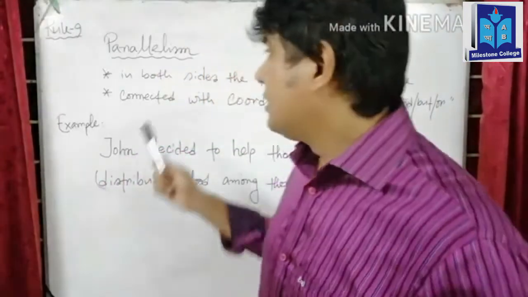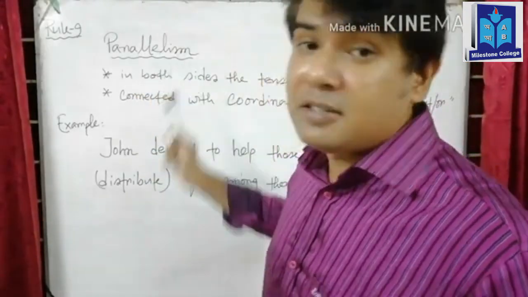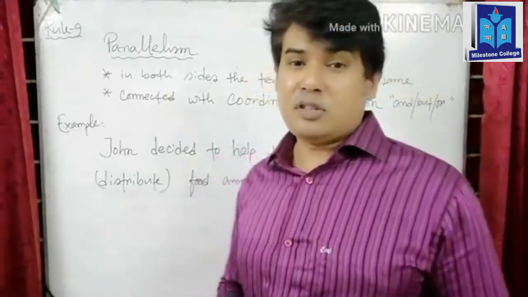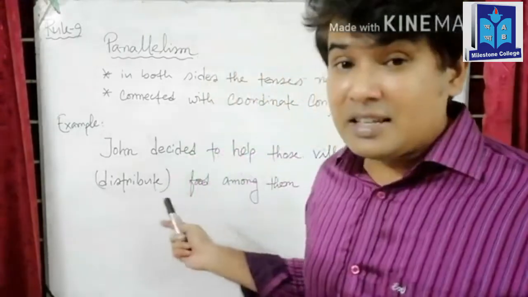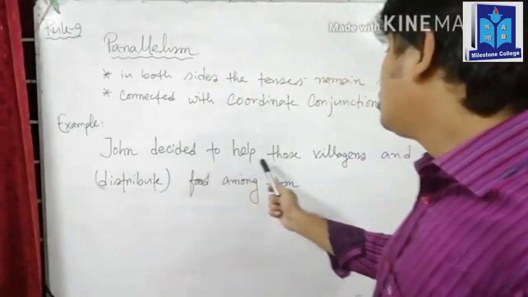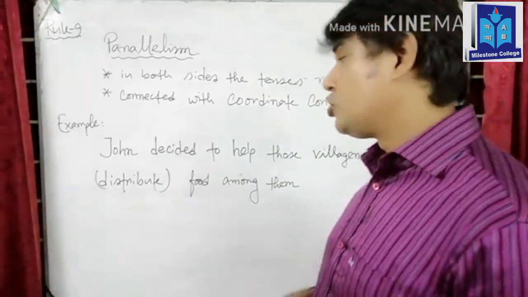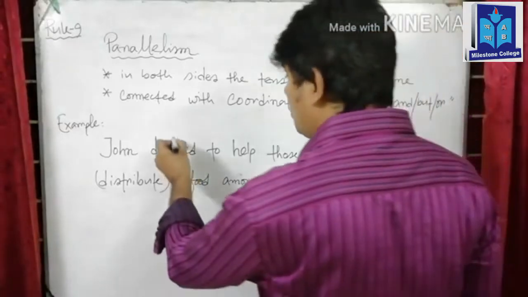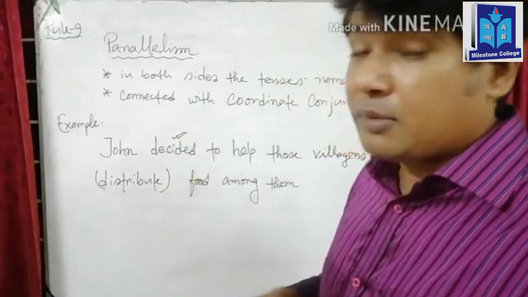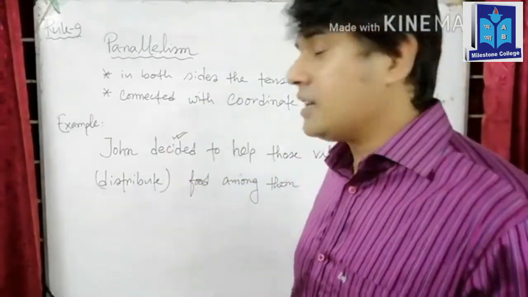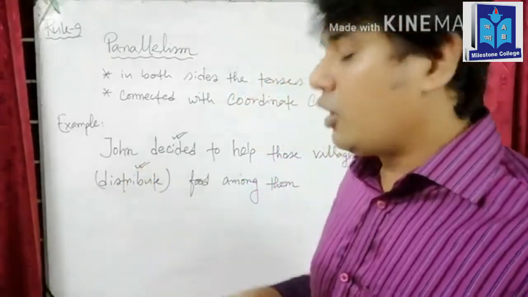In right form of verbs, this rule, what I had written there, is parallelism, and you will get it plenty of times in your structures, in your exercise, in your exams. So let's see the example first. John decided to help those villagers and distribute food among them. So in this sentence we are also getting two verbs. One is a finite verb, decided, and it also tells us about the tense of this sentence. It's a past simple tense, and another thing is distribute, and we are to correct this form.